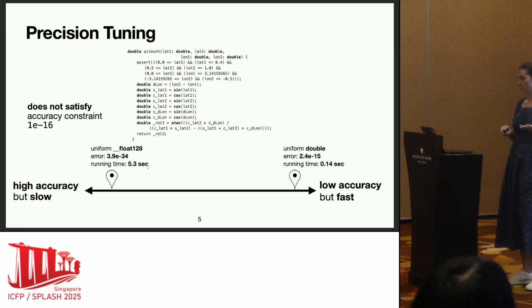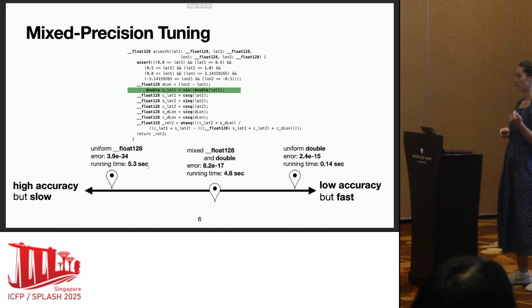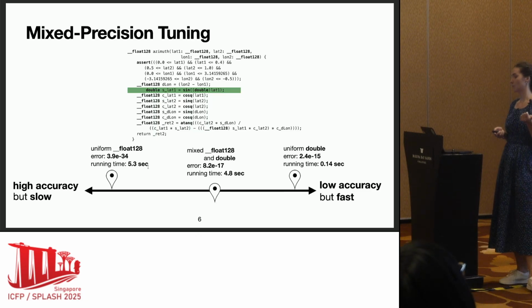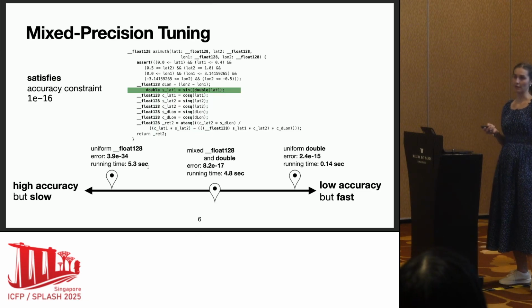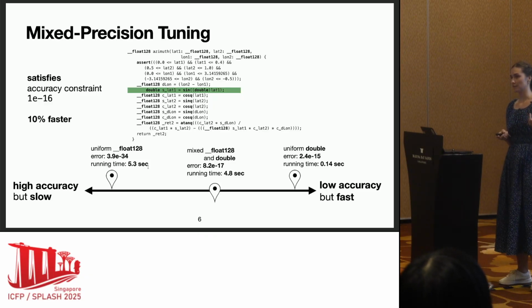So what can you do? What mixed precision tuning would do is keep all of the operations in high precision except one and downgrade it to double floating point precision. Such an implementation would satisfy the accuracy constraint, and actually quite closely. And it would also run 10% faster than the original uniform quad precision. So this is just to give you an idea what this optimization is doing.